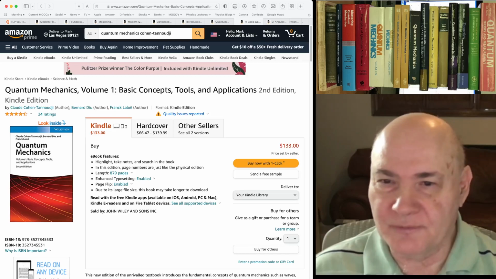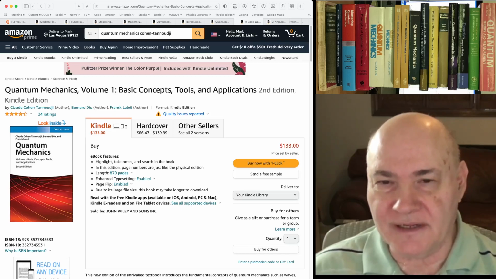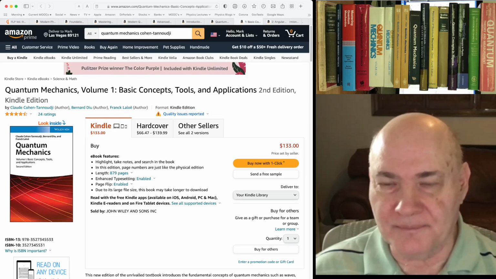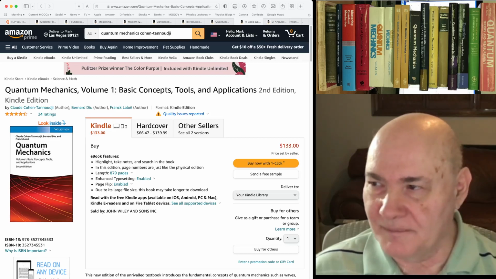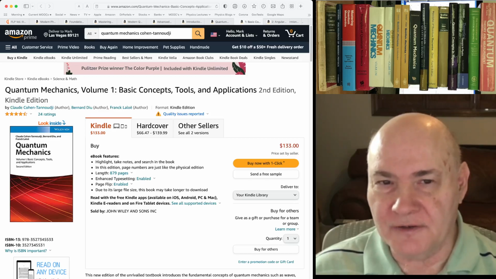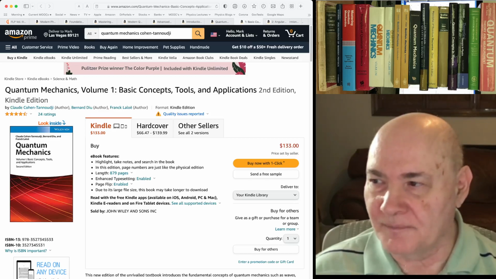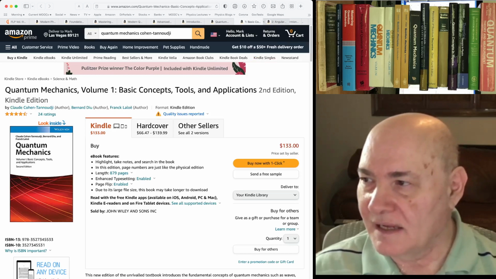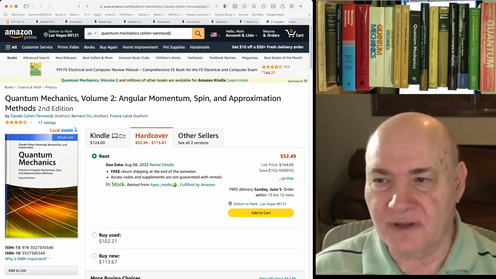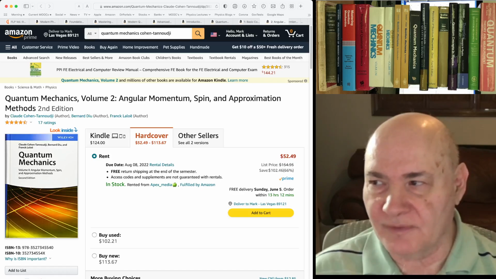It's really a reference book. It sort of does everything in every different way. It's written a little bit in the French style, not that exciting, but it has stood the test of time as a reference book for undergraduate and graduate level books on quantum mechanics. And now the second volume treats angular momentum, spin, and approximation methods.